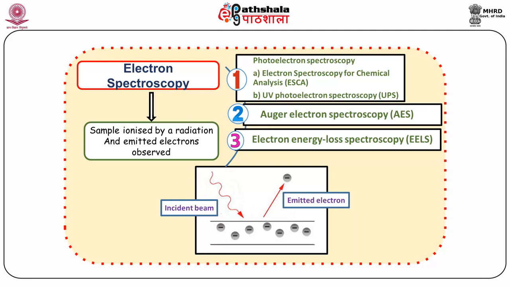Then we have another similar kind of spectroscopy, electron energy loss spectroscopy, EELS. So if we sum up, electron spectroscopies are of three different kinds, and in all of these, the sample is ionized by radiation and the emitted electrons are observed. The first was photoelectron spectroscopy, then Auger electron spectroscopy, and the third was electron energy loss spectroscopy. A little modification in this makes it high resolution electron energy loss spectroscopy. That also helps us in analyzing the ions or material at the surface.